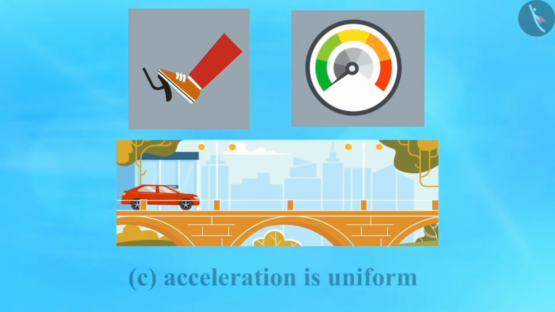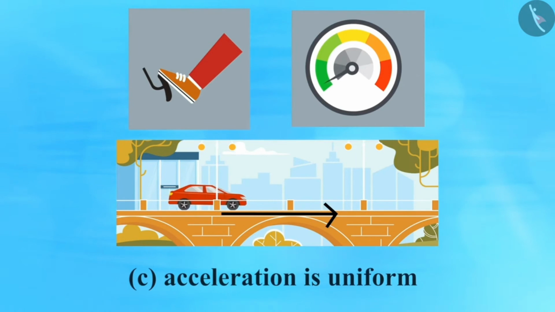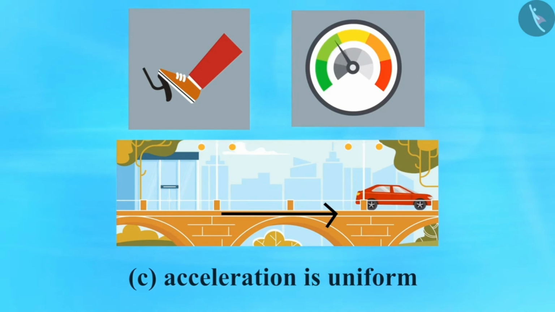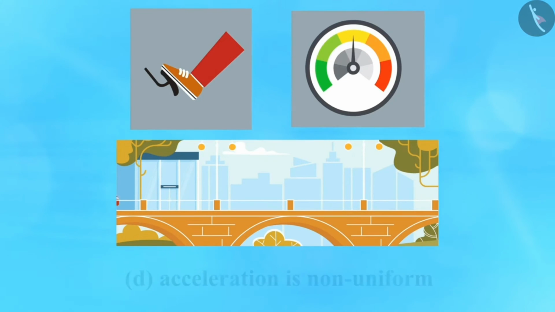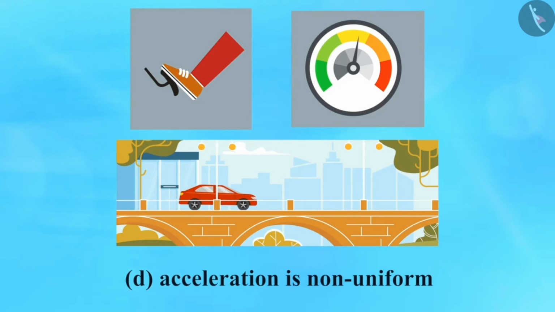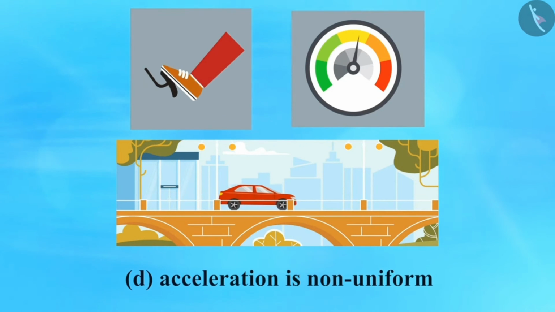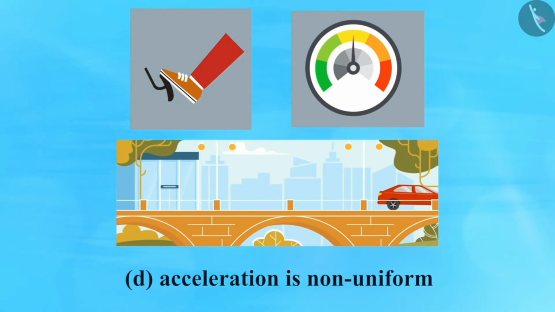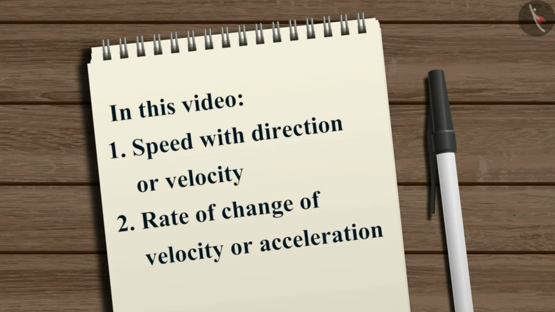C. Acceleration is uniform. When the driver pushes the accelerator pedal and keeps it at a certain position, the speed increases at a uniform rate. D. Acceleration is non-uniform. Now, the driver pushes and releases the accelerator pedal repetitively for different time intervals, which gives the car jerks along with the increase in speed. So, in this video, we learned about the speed with direction or velocity and the rate of change of velocity or acceleration.